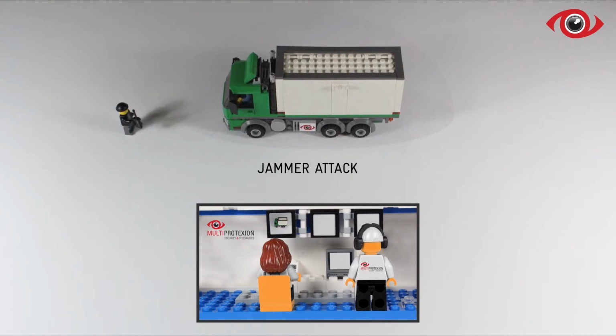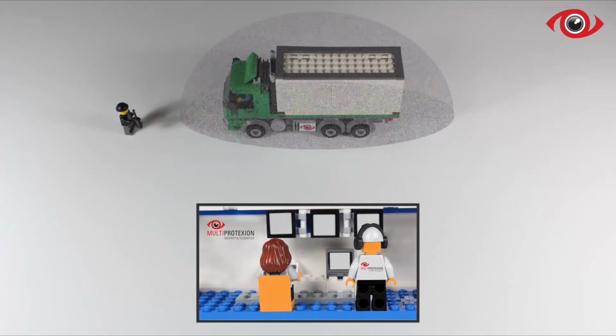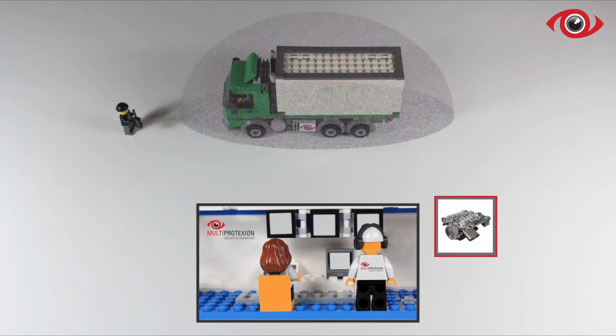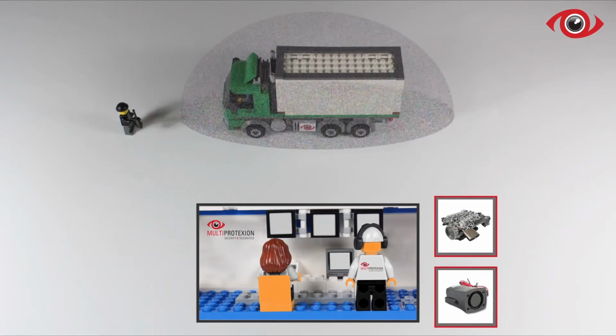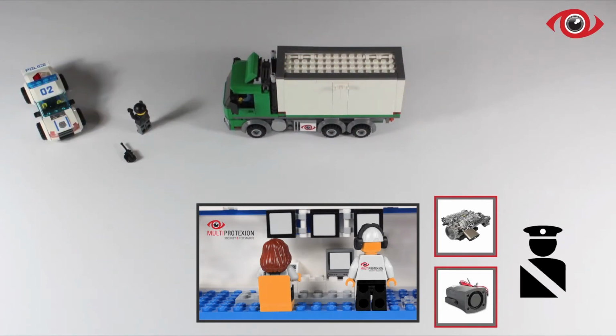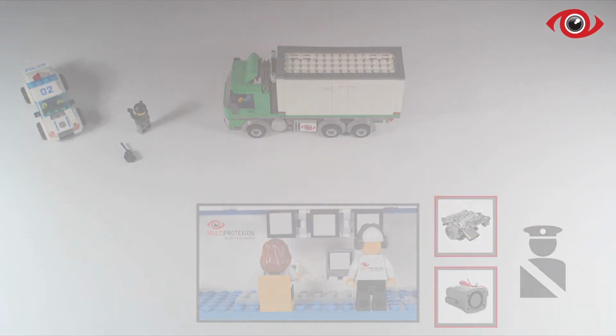Jammer attack. In the event of a suspected jammer attack, i.e. in the event that the Multiprotexion Monitoring Center no longer receives ongoing signals from the vehicle, the security engine blocking systems and acoustic alarm systems are enabled, immediately alerting law enforcement officials.